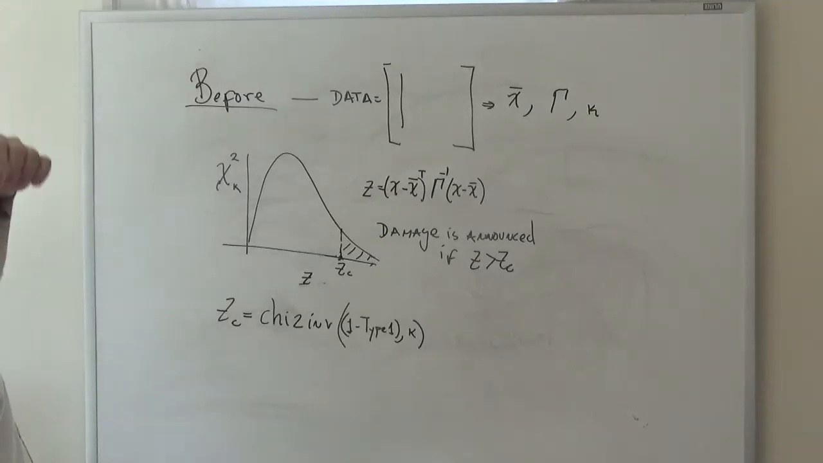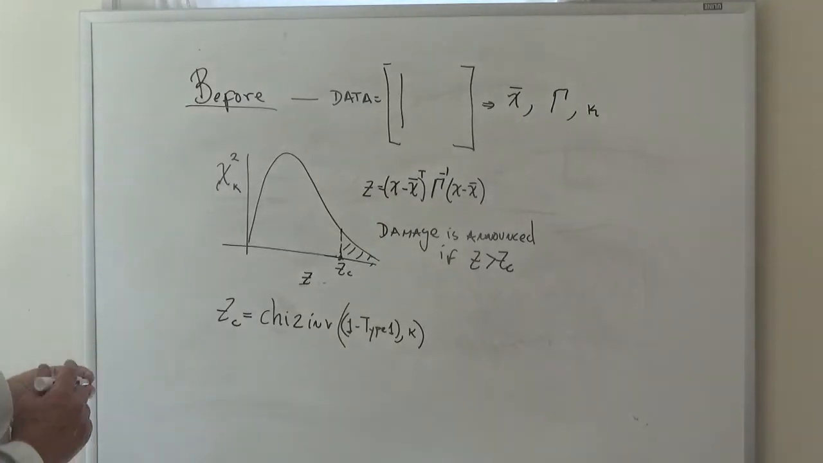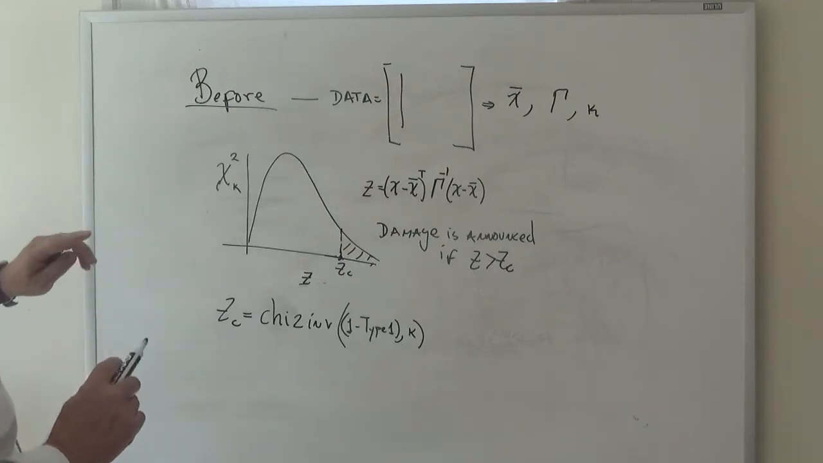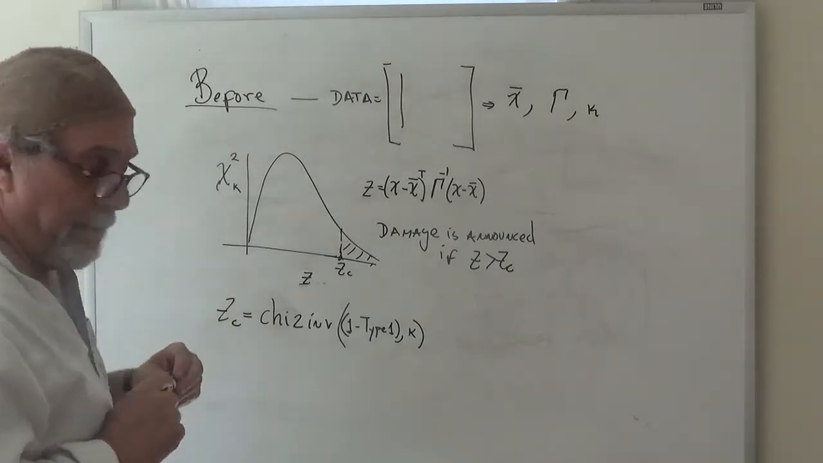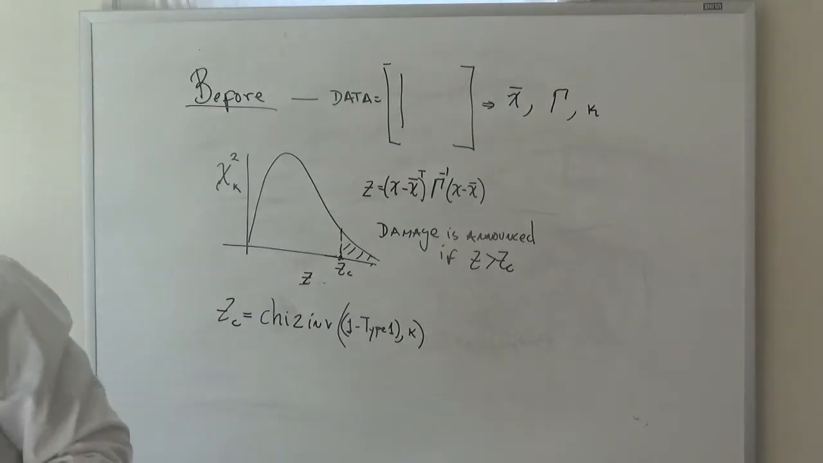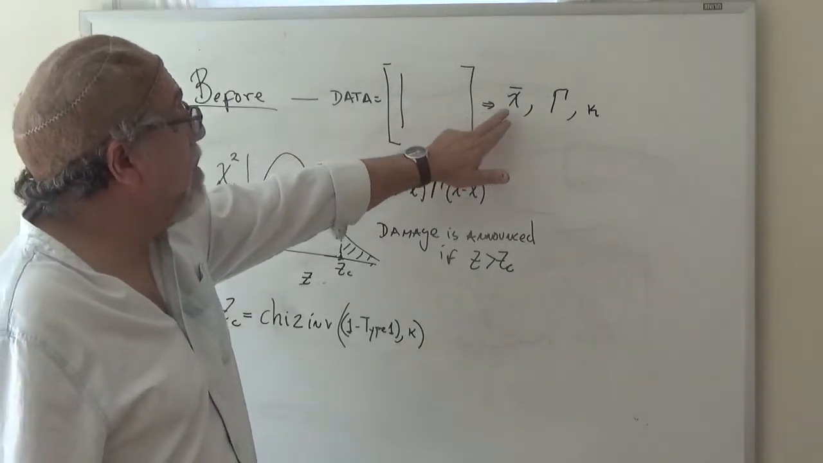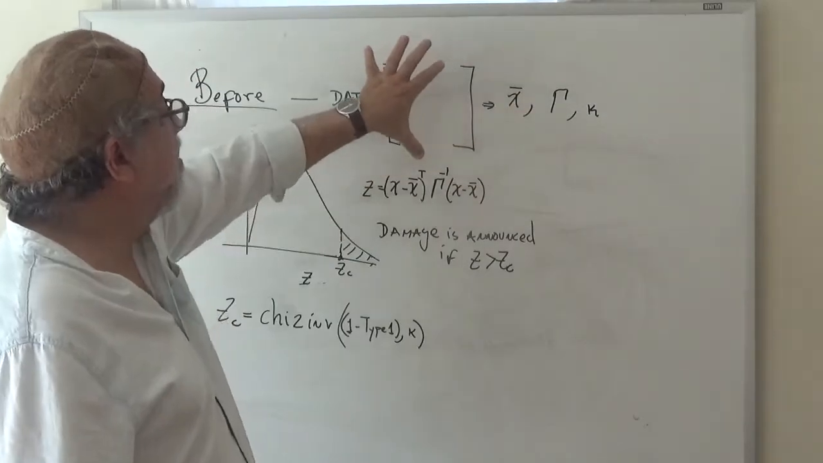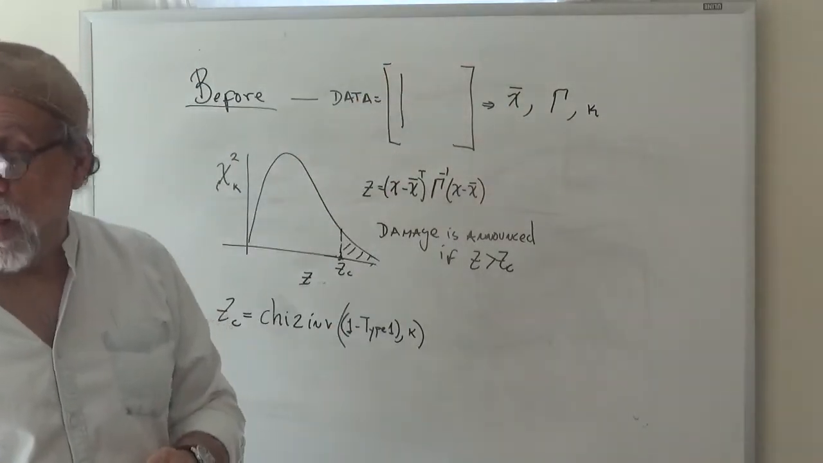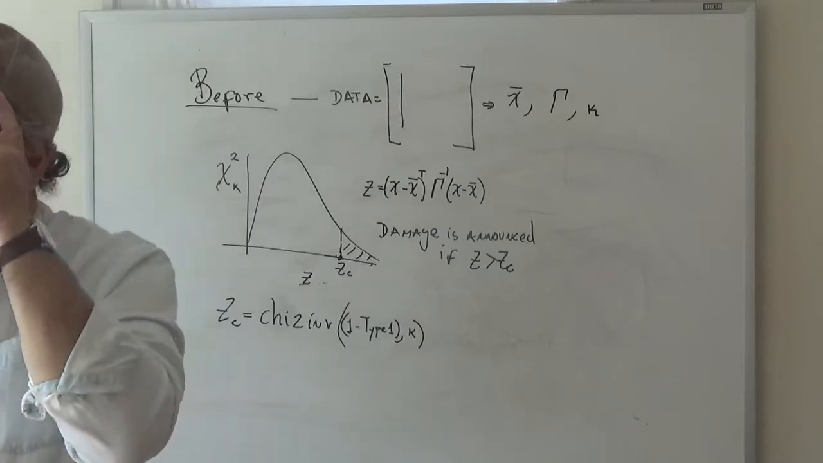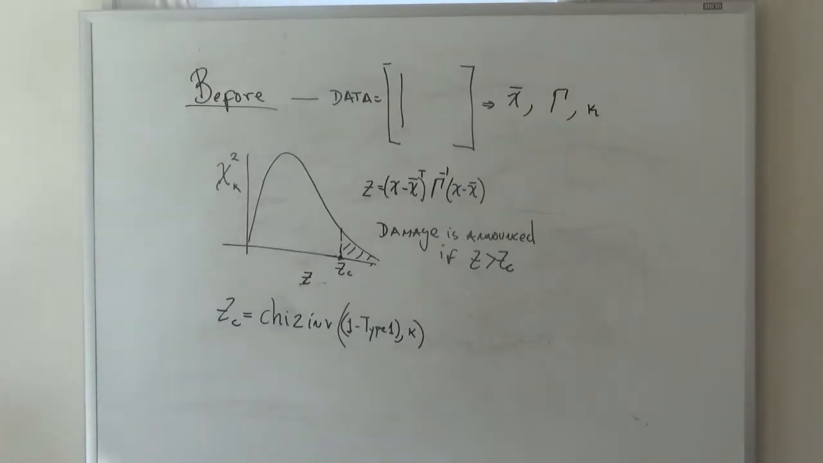Okay? There's one thing that I believe I wasn't clear, and that's this. The data that we have here, which we use to get the mean and the covariance, is data that we obtain while the structure is in the reference state, right? The structure is not damaged at that time. We have to be sure that we are operating with data from the reference condition.